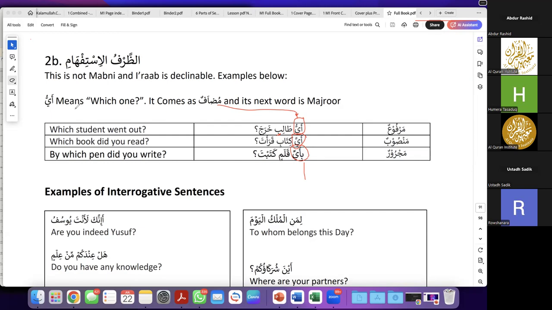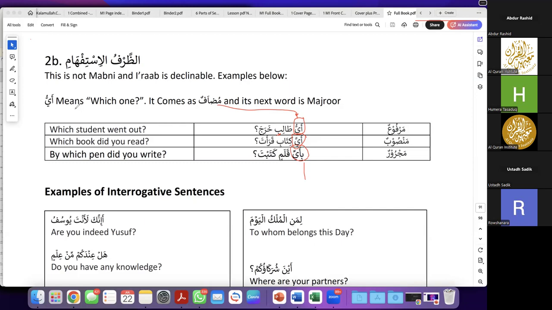You see the role of ayyu? Let's look at the meaning, the context. Ayya kitabi qara'ata. Which book did you read? You read something. Say it in English: you read. Stop. What is the maf'ul coming after that? You read a book, right, sister?